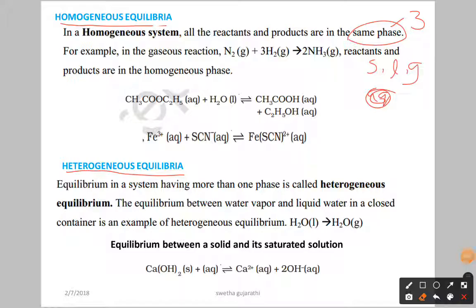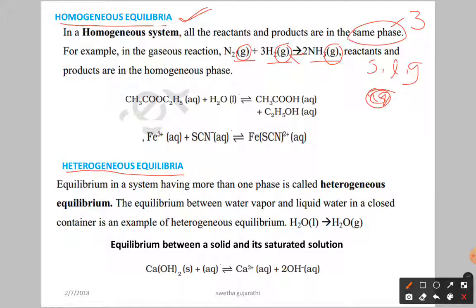For example, in a gaseous reaction, nitrogen and 3 moles of hydrogen give rise to 2 moles of ammonia. In this reaction, the reactants and products are in the homogeneous phase. Nitrogen is in the gaseous phase, hydrogen is gaseous, and ammonia is also gaseous, so all are in the same phase. That type of equilibrium is called a homogeneous equilibrium.